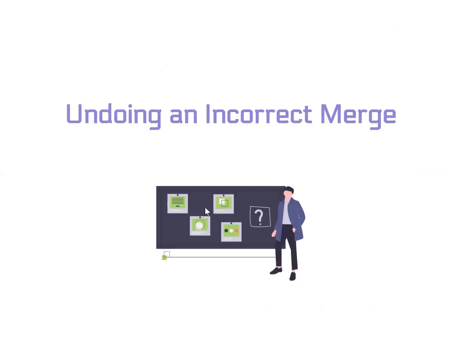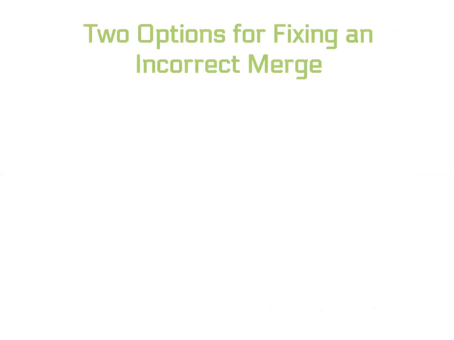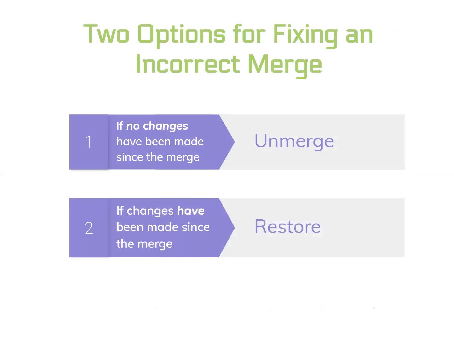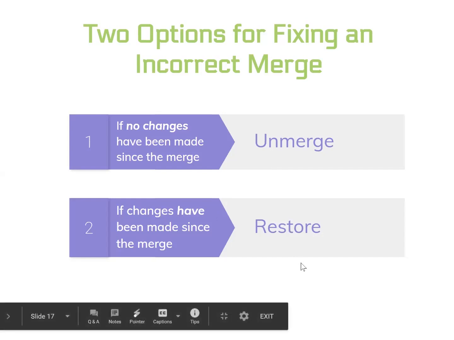So now that we've identified the incorrect merge, how do we fix it? Well, it turns out that there are 2 options for fixing a merge in Family Tree, and they depend on the situation of the record. So the first option is if no changes have been made since the merge, then there will be an unmerge button in the change log. You click it and you're done. But if changes have been made since the merge, that unmerge button will not be available, and instead you'll need to restore the person using a different process. So let's look at each one of those.